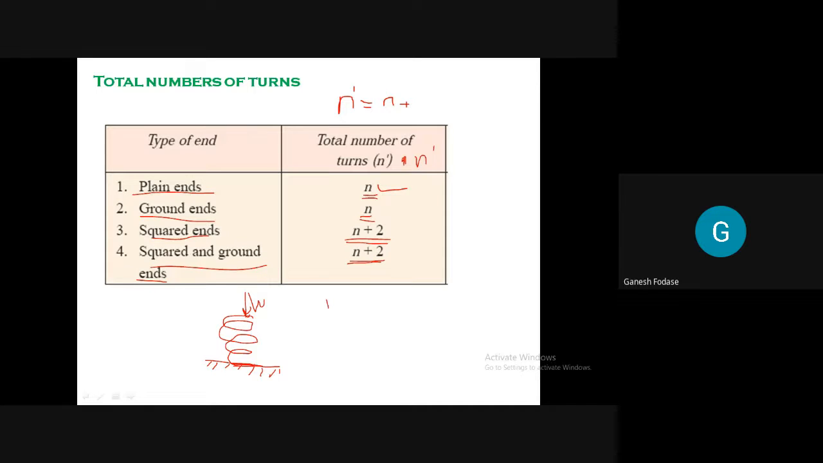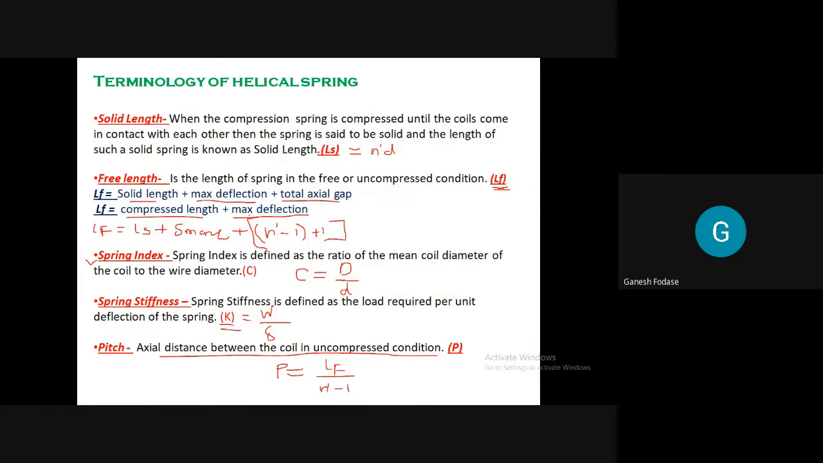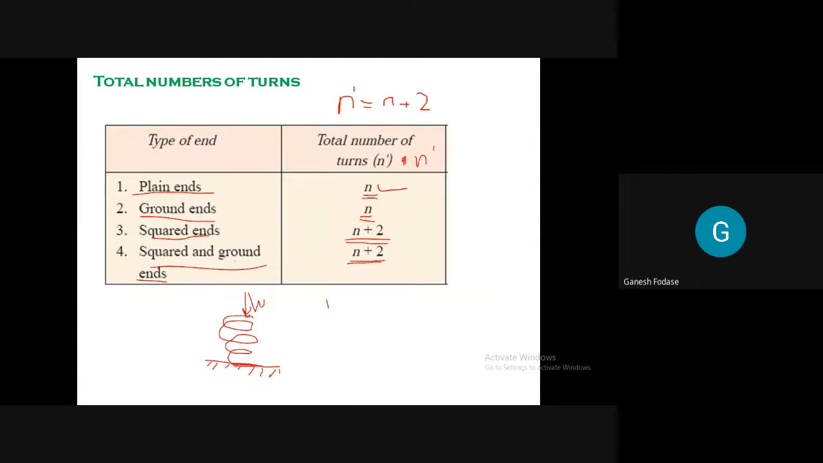But if there are square ends or square and ground ends, then N dash is equal to N plus 2 in both cases. So remember, in case of square ends and square and ground ends, N dash, the total number of turns, is equal to active turns plus 2. And this plus 2 stands for what? I just showed you here: the first one on the top side, second one on the bottom side. So there are two coils on the top and bottom that should be added because these are not active turns. Active turns are the remaining ones. This active plus these two are your total number of turns. So total number of turns N dash is equal to N plus 2 for the square and ground ends.